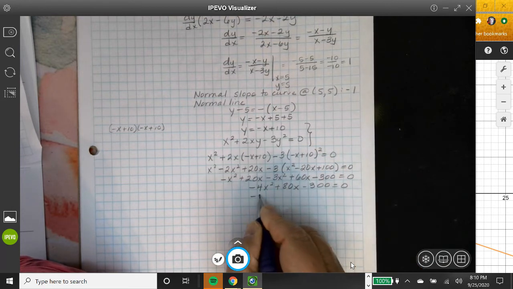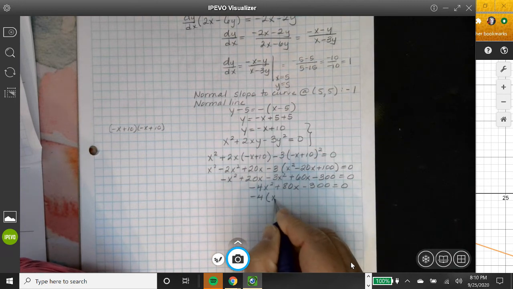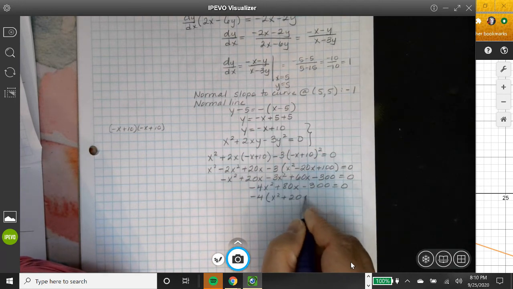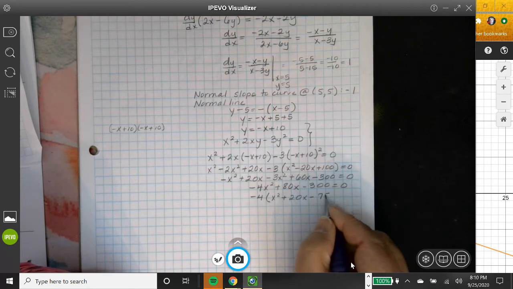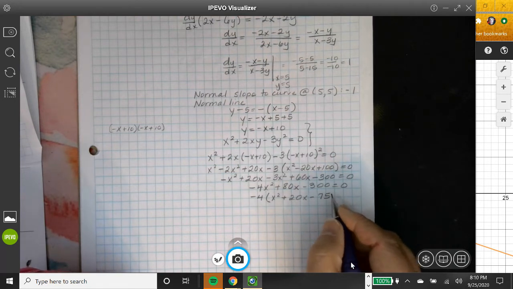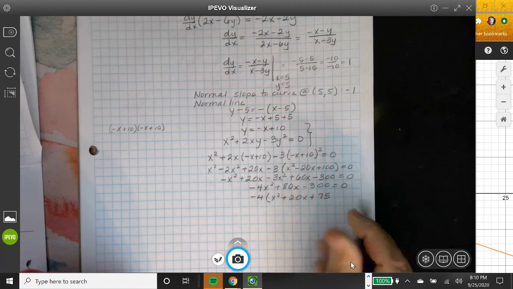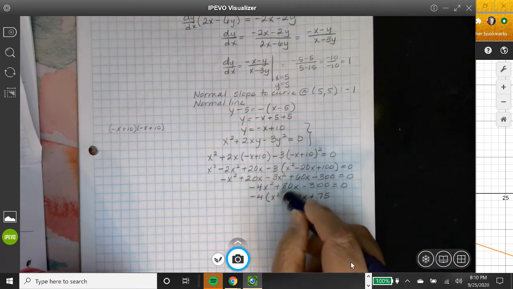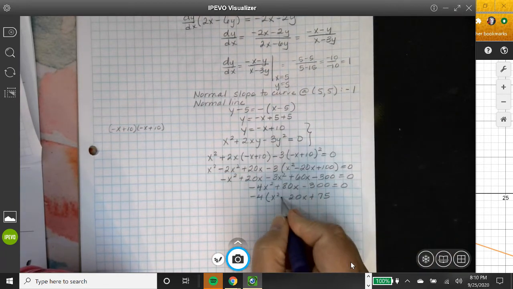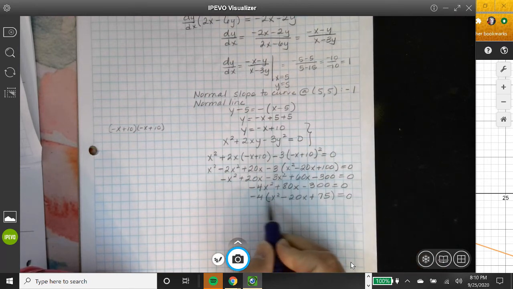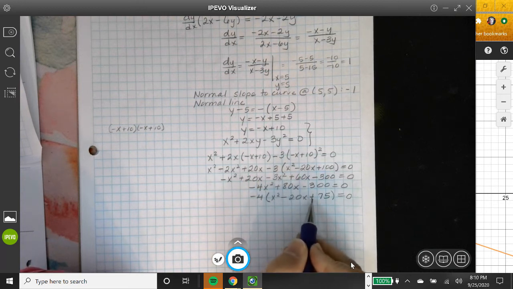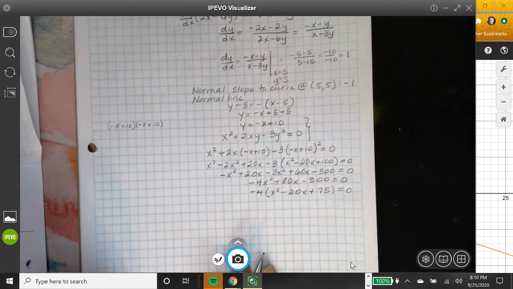Now I'm going to factor out a negative 4. And I'm left with x squared plus 20x minus, 4 goes into 300 75 times. Oh, well, this is going to be a plus, right? If I factor a negative out, let's factor out right. Equals 0. So let's see if that works. Negative 4x squared, and negative times a negative is a positive. Negative times a positive is a negative. So there we go. I've got it straightened out.